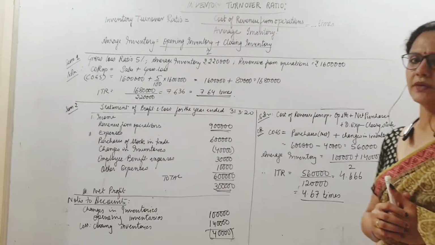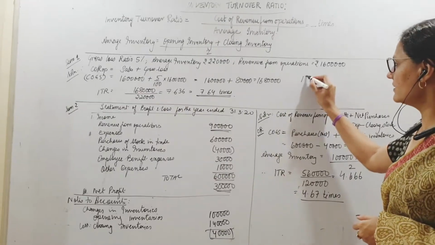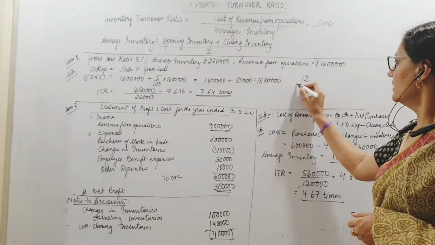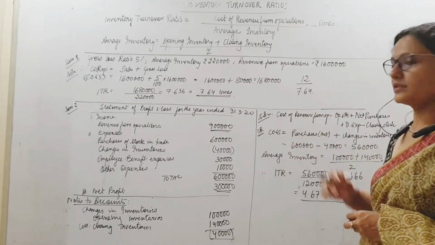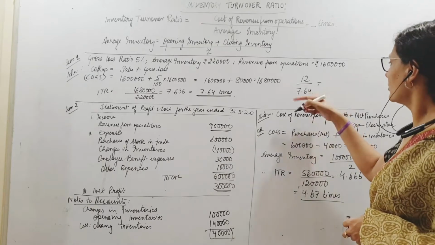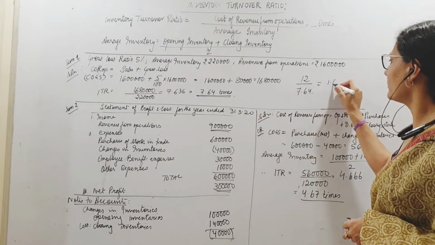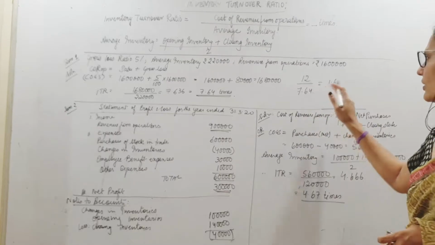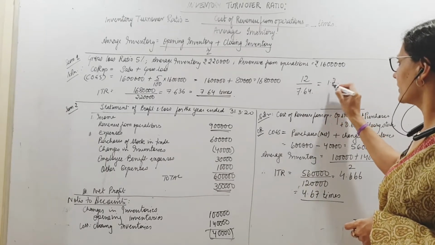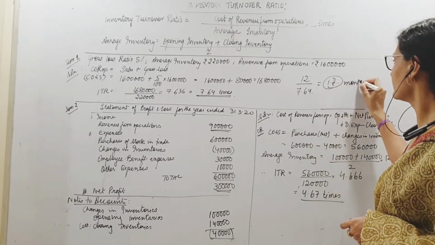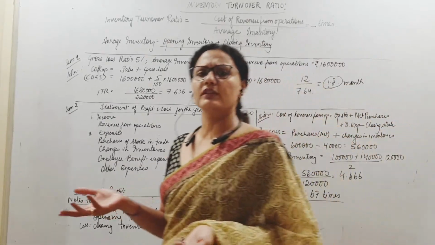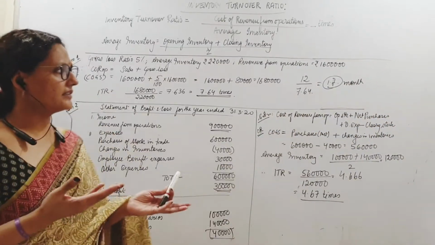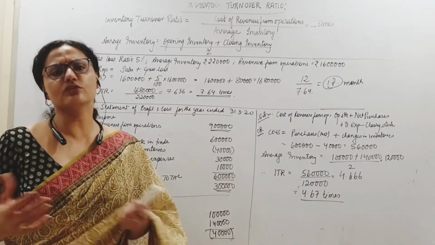Meaning my stocks lie in the godown or with us for how much period? If I tell you how many times, this many times. We have 12 months total, so 7.64 times. It will come to somewhere around 1.6 or maybe 1.7 months. So my stocks do not stay with me for more than, they're staying with us even less than 2 months, which is good enough.